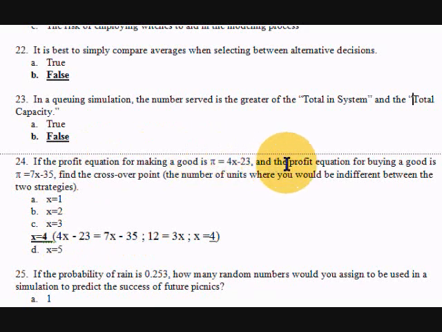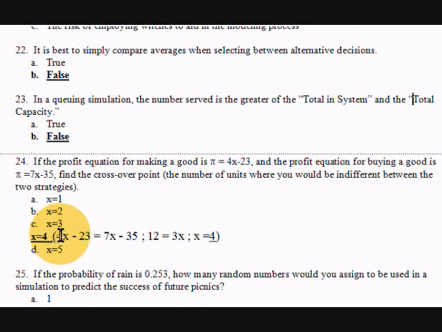All right, in the profit equation, we can either make something or buy it, and we have two profit equations, 4x minus 23 and 7x minus 35. The crossover point is going to be where the profit is the same. So we've got two ways. We can either solve this in the classic way, where we subtract the contribution margins and subtract the fixed cost, or we can just set these two equations equal, as it's done here.